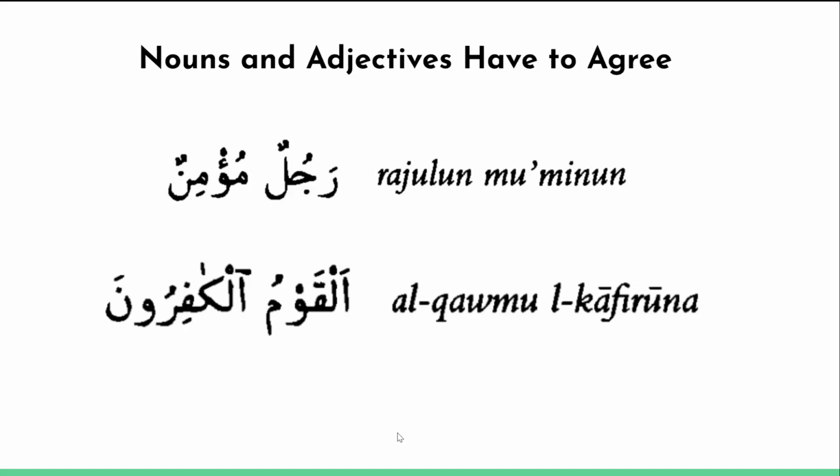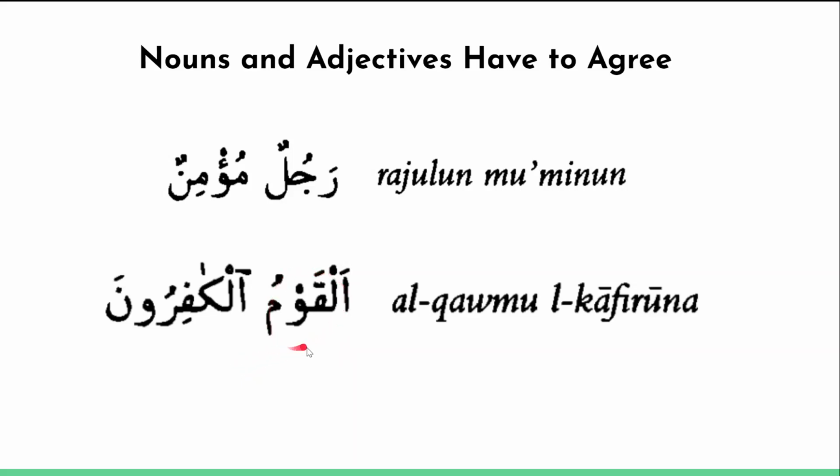So for example, if we have the phrase rajulun mu'minun, that means a believing man. You'll see the word rajulun is singular, man, and in the same way mu'minun is singular, believing. So rajulun mu'minun, a believing man. What about the second phrase here? Al-qawmul kafiruna, a disbelieving nation, a disbelieving people.